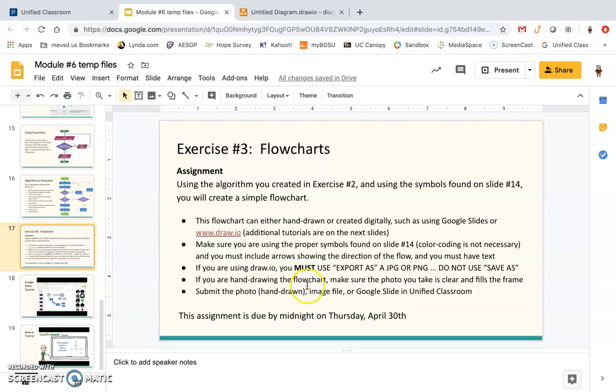If you're hand drawing the flowchart, which obviously would be the easiest option, here's the thing. Make sure the photo you take is clear and it fills the frame, so I don't have to zoom in. I can see the image that you're taking fills the frame and is in focus and easy to read. And you're going to submit that, the hand-drawn file, the image file, the Google Slide. If you want to try Google Docs, whatever, it doesn't matter. In Unified Classroom, and it is due by the end of the day, Thursday.